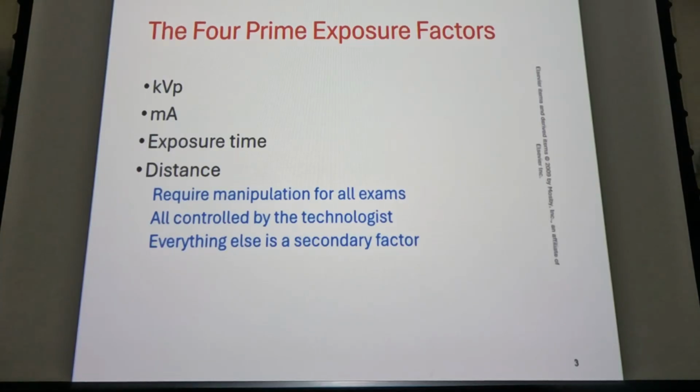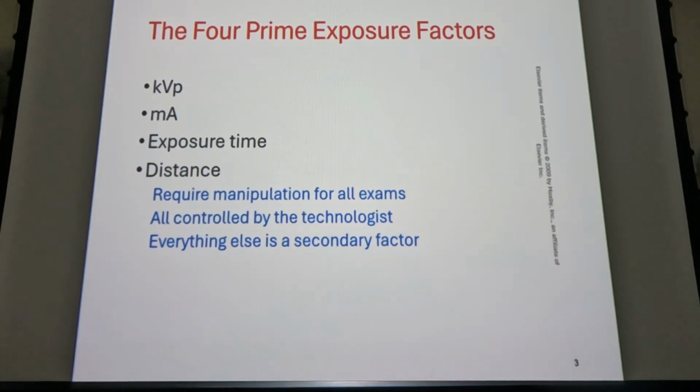So our four prime exposure factors: KVP, MA, and time. MA and time, of course, go together to create mass, but we're going to talk about them individually because they are individual settings. And then we're going to talk about distance. In the context of distance here, the only thing we're talking about is SID. So no OID, just strictly SID. We'll get into OID later on.